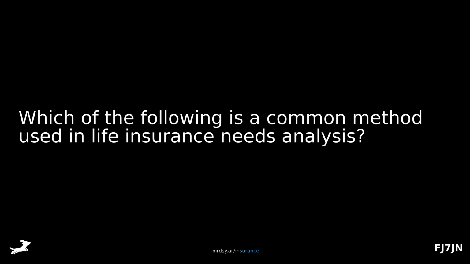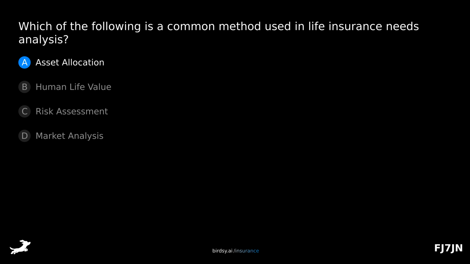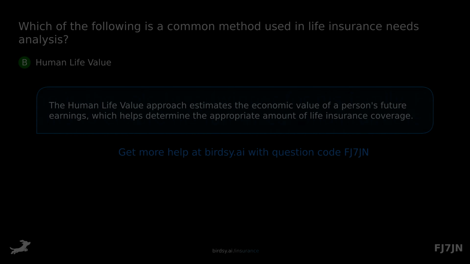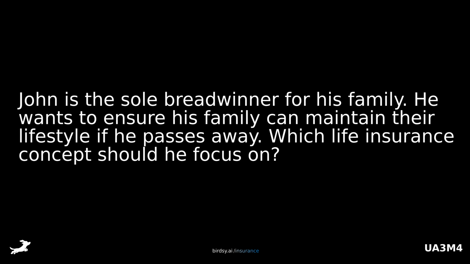Which of the following is a common method used in life insurance needs analysis? Is it A, asset allocation, B, human life value, C, risk assessment, or D, market analysis? The answer is B, human life value. The human life value approach estimates the economic value of a person's future earnings, which helps determine the appropriate amount of life insurance coverage.